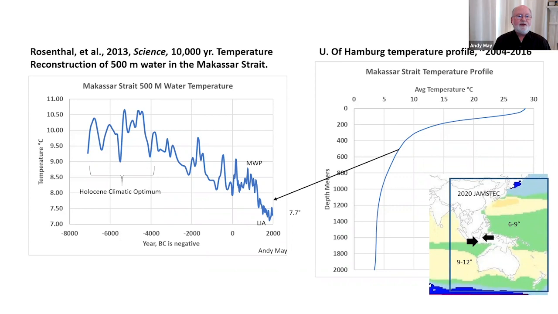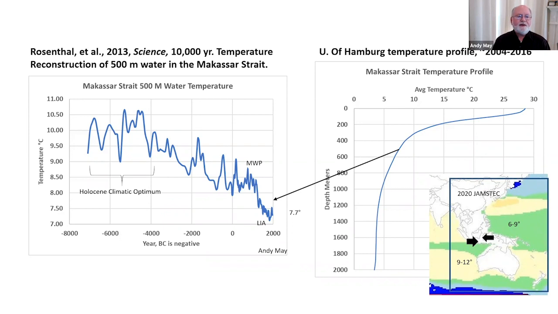What Rosenthal did was he looked at a particular foraminifera that lives at about 500 meters. And he built a paleo temperature record that we're looking at here using those forams. And he claims an accuracy of plus or minus 0.3 degrees C, which I'm sure Pat will object to. But that's what he determined in his paper in Science in 2013.